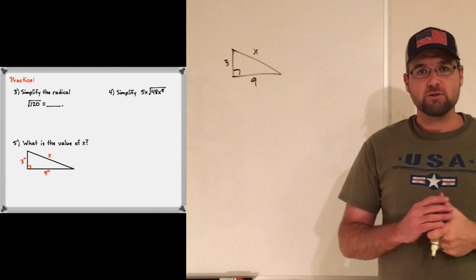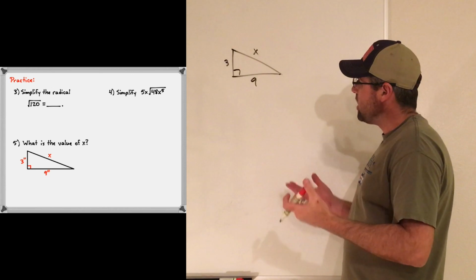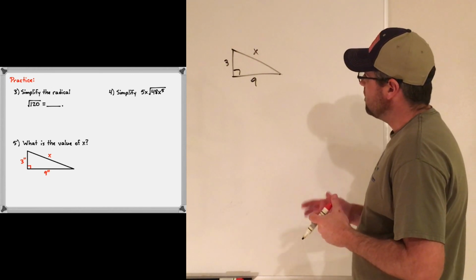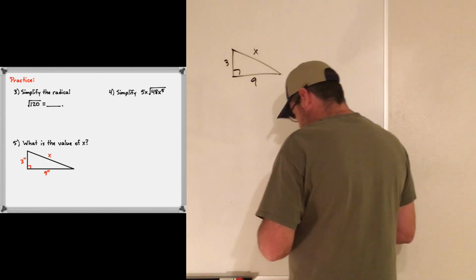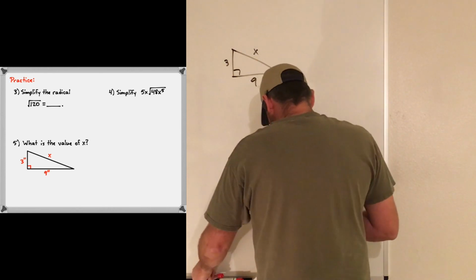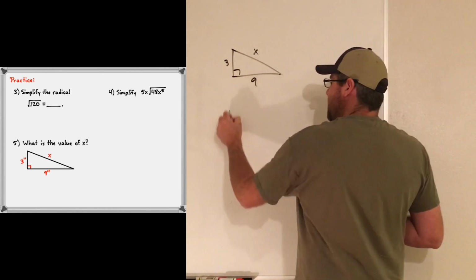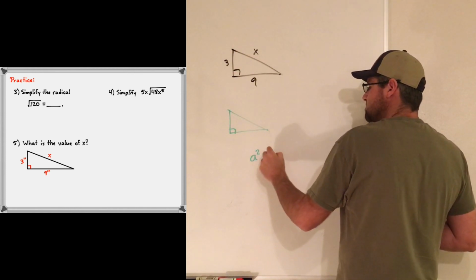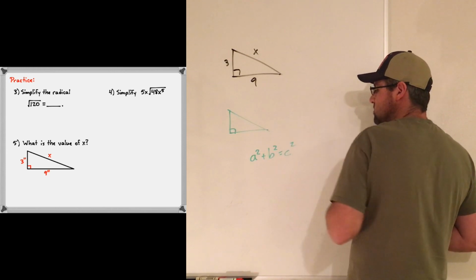So what do I have to do first? Well, I have to create some sort of an equation based on this picture. And if you remember the Pythagorean theorem, I'm sure you do, you may not remember how to apply it perfectly, but the Pythagorean theorem says this: a squared plus b squared equals c squared.